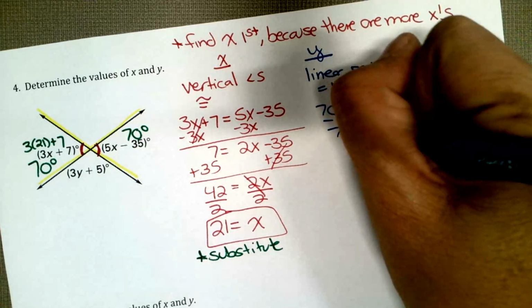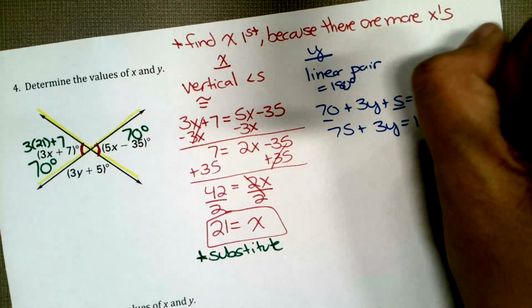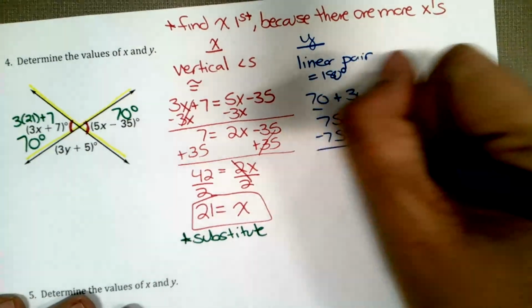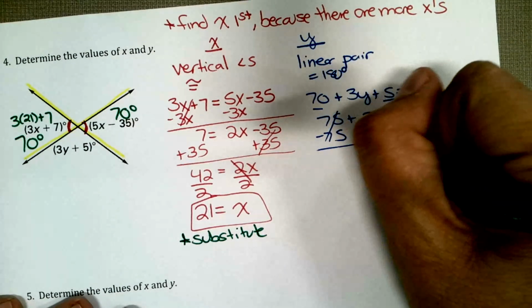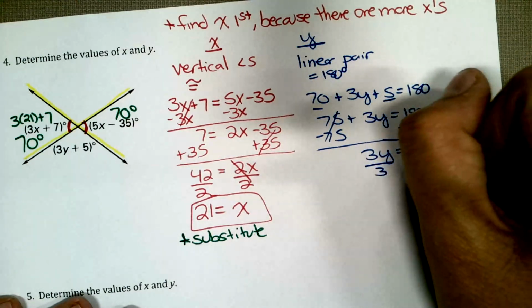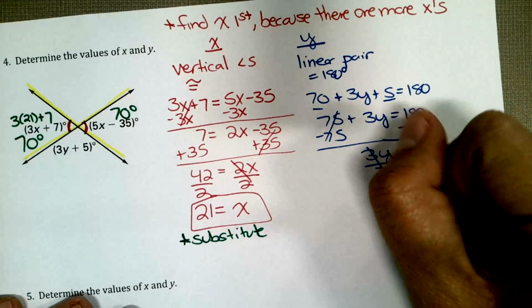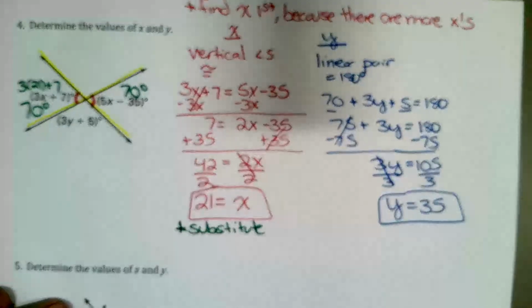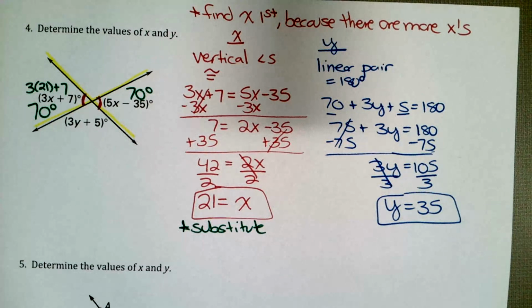Combining my like terms and solving. And we get our second answer that y is 35.